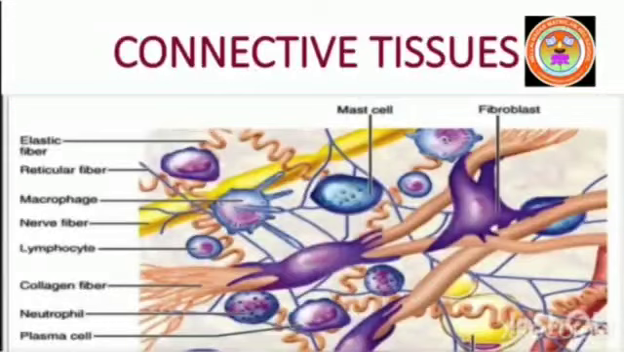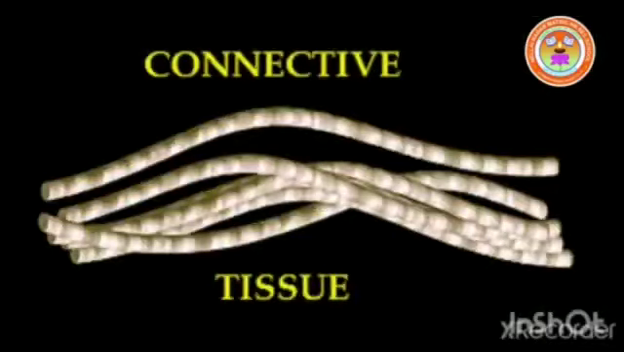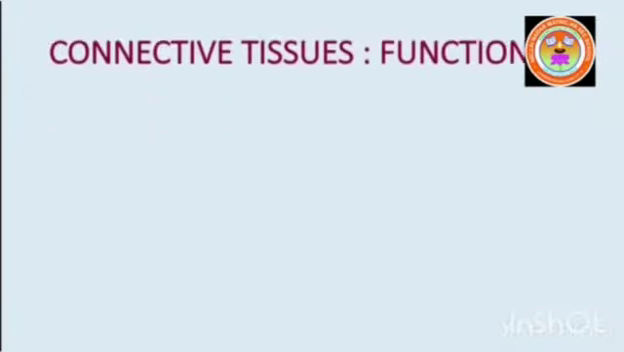Connective tissue is one of the most abundant and widely distributed tissues. Connective tissue includes several types of fibrous tissue that vary only in their density and cellularity, as well as more specialized and recognizable variants. Now let us see the functions of connective tissue.